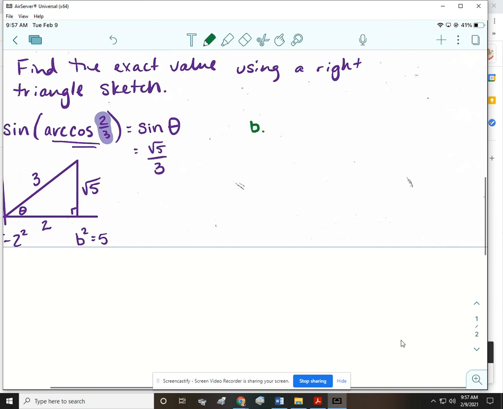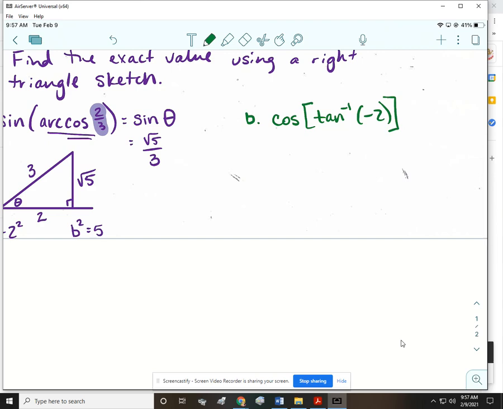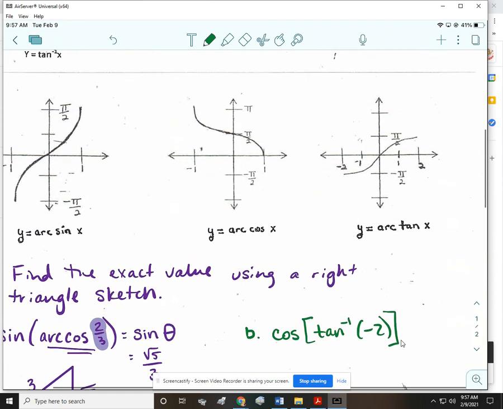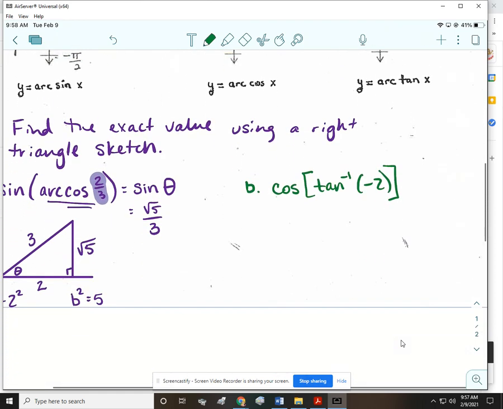All right, for B, we have the cosine of the inverse tangent of -2. Now, for the inverse tangent, what we get out of it always has to be an angle in quadrant 1 or 4. Now, if this value here is a negative, that's going to be quadrant 4.